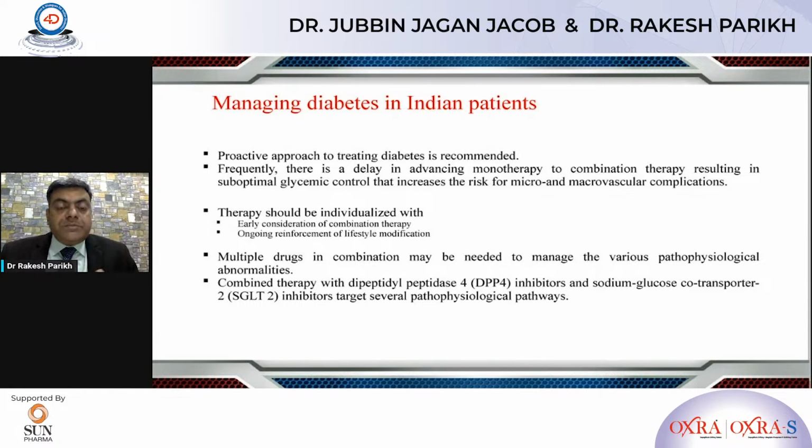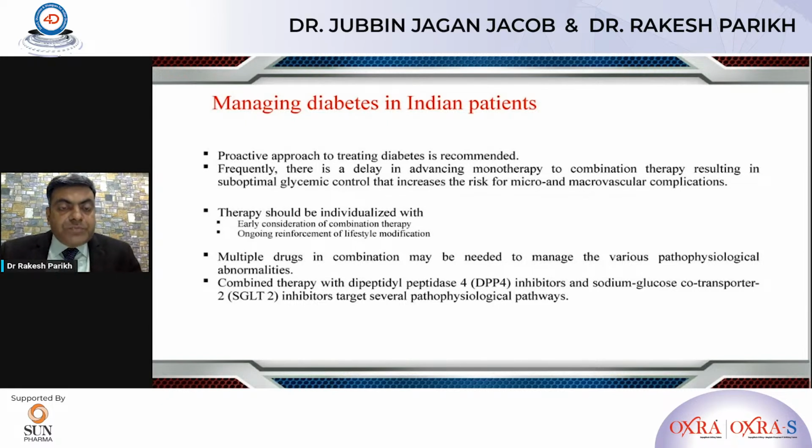As soon as we see that the patient's HbA1c is going above target, we should keep adding therapies. And nowadays we are having very safe medicines, so it is not risky or harmful to start even a dual combination therapy at the onset of diabetes itself, so that we can treat the patients intensively and prevent the risk of micro and macrovascular complications. The therapy has to be individualized.